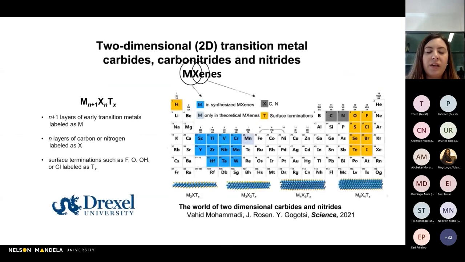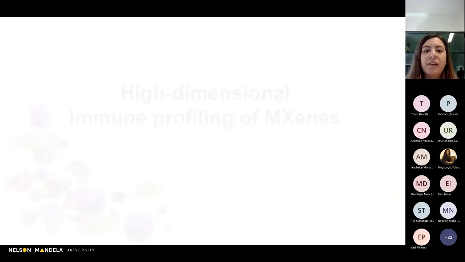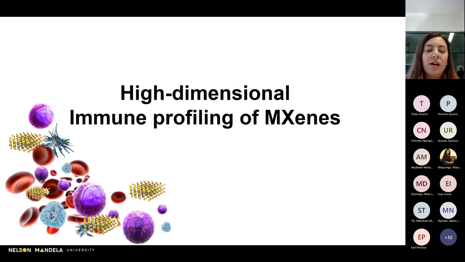Another example concerns the use of two-dimensional transition metal carbides, carbon nitrides and nitrides, which we will call MXenes. So MXenes are a large family of nanomaterials that were recently discovered by Professor Yury Gogotsi at Drexel University. And we have studied different types of MXenes with this high-dimensional immune profiling technique.